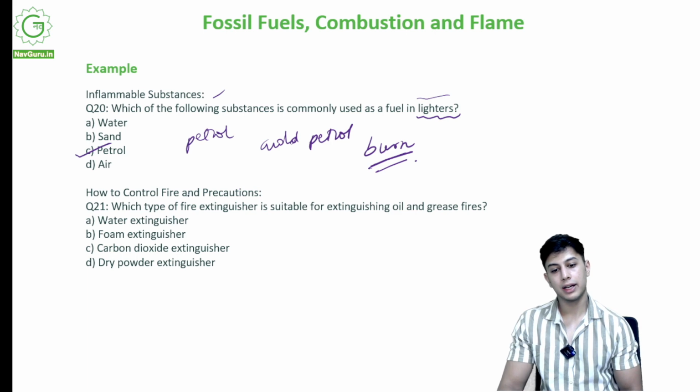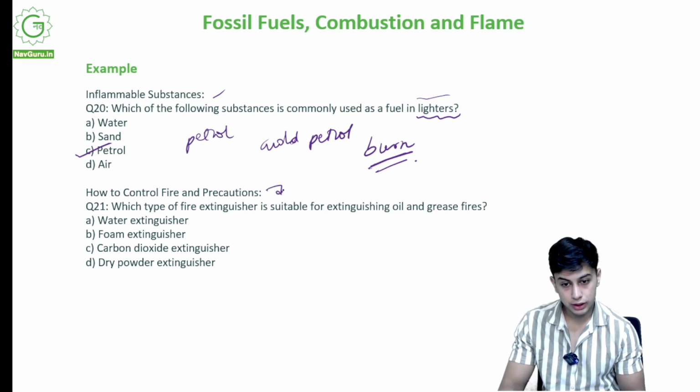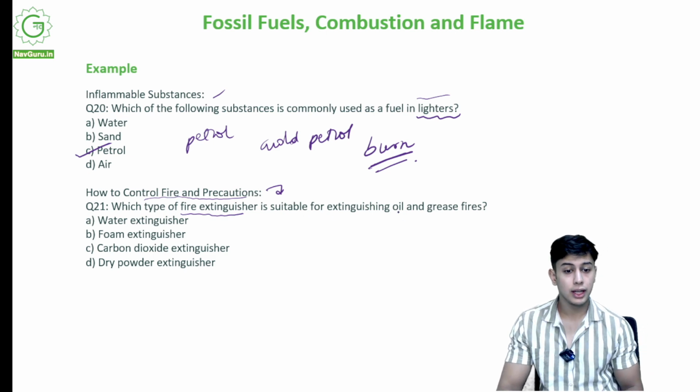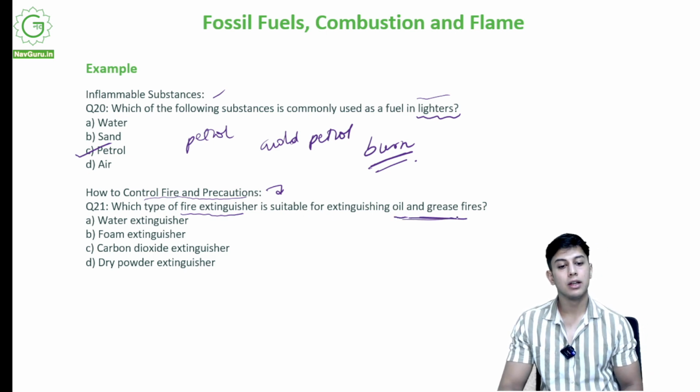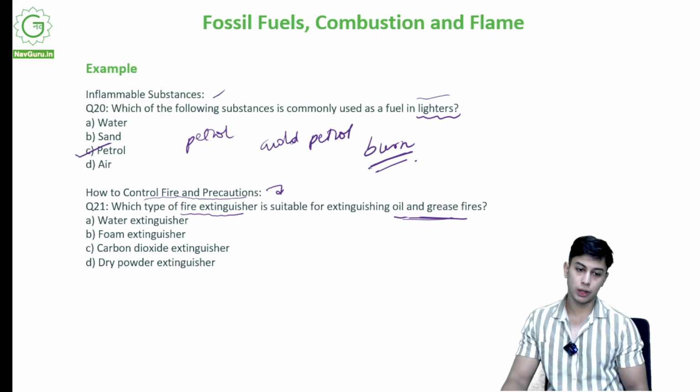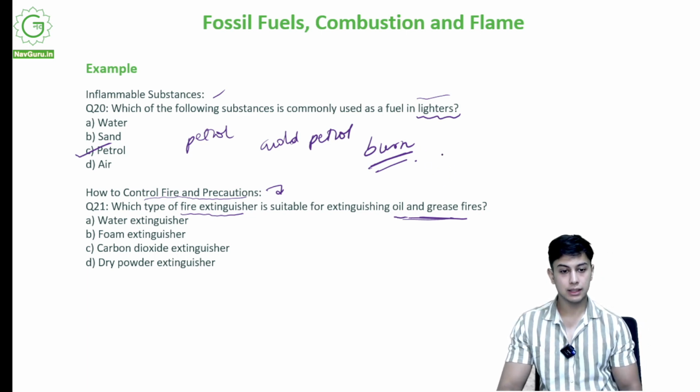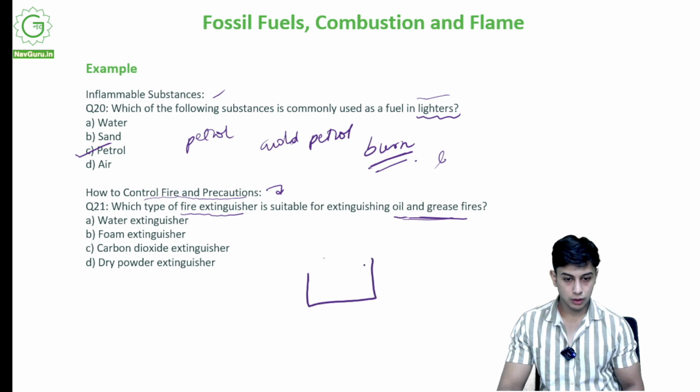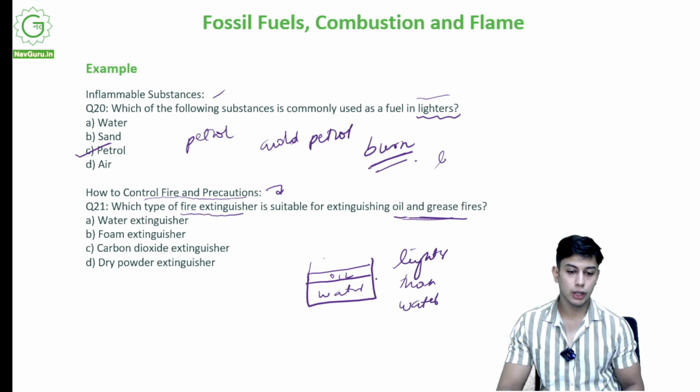How to control fires and precautions. Now another question on precautions and controlling fires. Which type of fire extinguisher is suitable for extinguishing oil and grease fires? Now I told you water will never be used for oil and grease fires. Why? Let me show you. This is water. This is oil. Oil is lighter than water. So it will float.